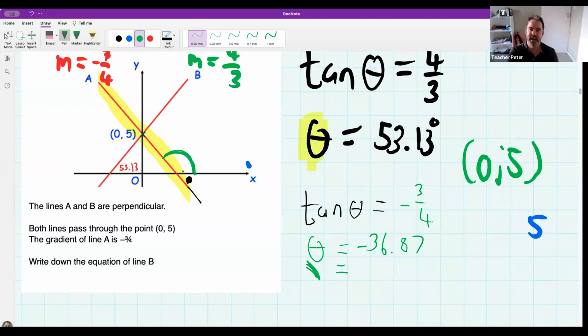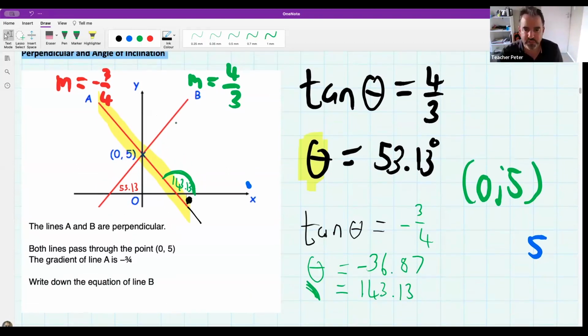So I have to add 180 degrees. And what do I get if I add 180? I get 143.13. And that makes sense because I can see how big that is. Now, that was quite a tough question.